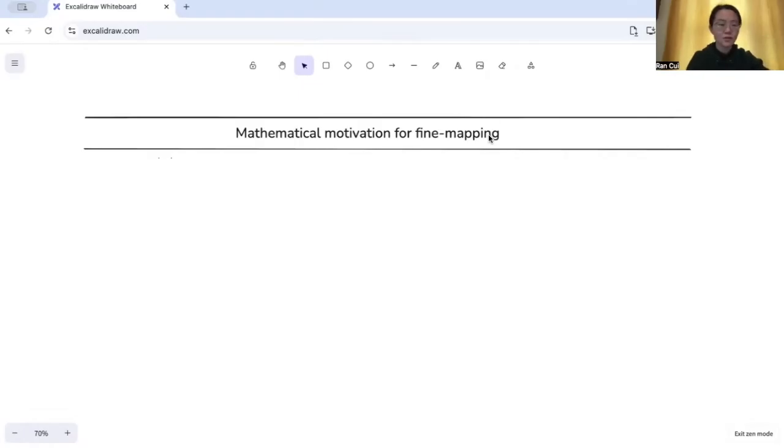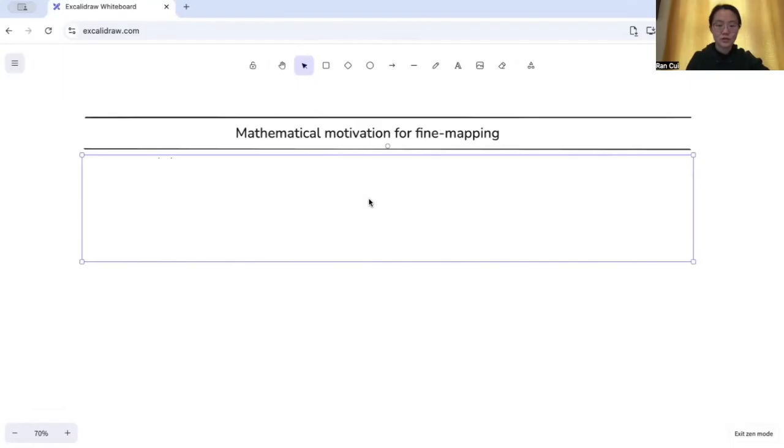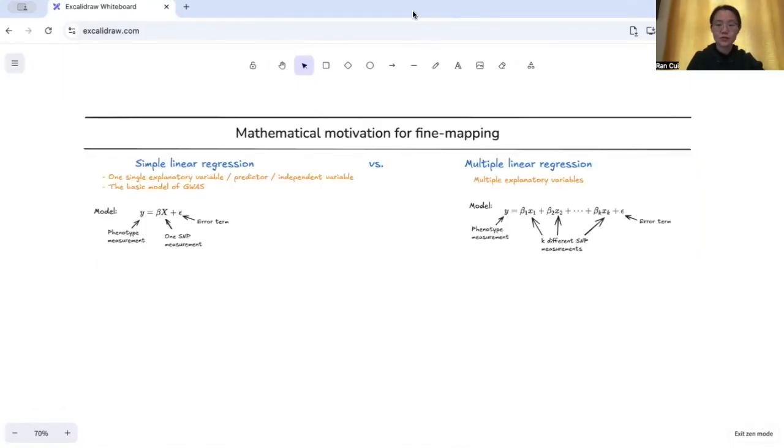But again, no pressure in terms of understanding everything in this video. So let me start somewhere that you may already be familiar with. And this is the mathematical motivation for fine mapping. And it has to do with linear regression. So we're looking at two types of linear regressions. One is called simple linear regression. And the model is y equals beta x plus some error term.